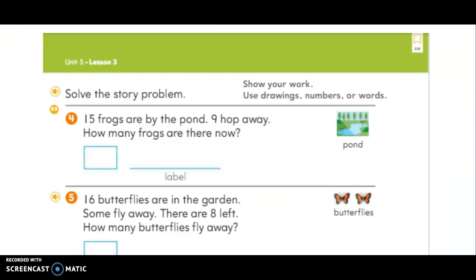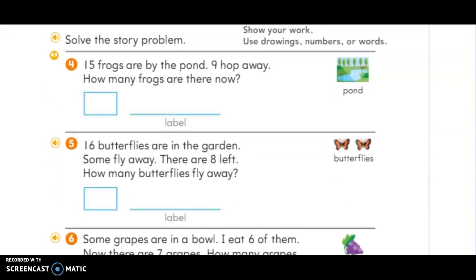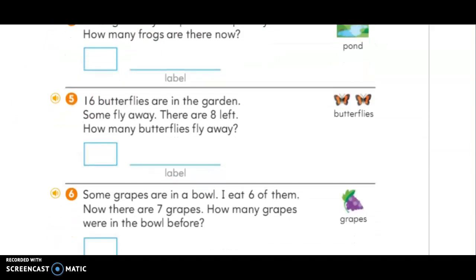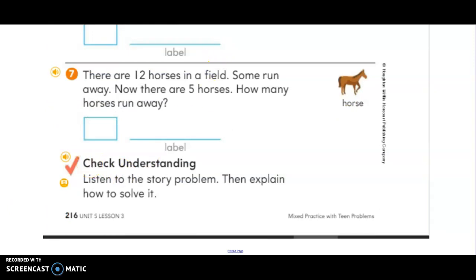Okay, backside of your workbook, we have more and more practice with word problems. Word problems tend to be the trickiest because, first of all, we have to be able to read them, and then we also have to think through them and decide what we're looking for. Make sure you're showing your work using drawings, numbers, or words. Get that answer in the unknown box and put your label. You do not have to do the bottom. You don't have to do this.